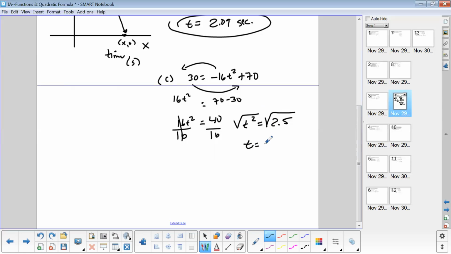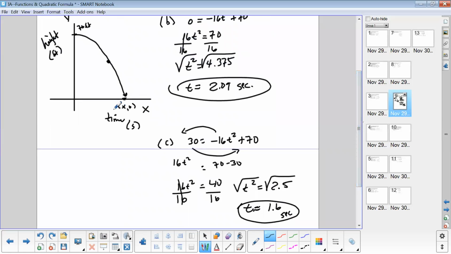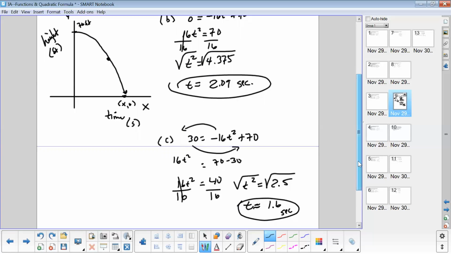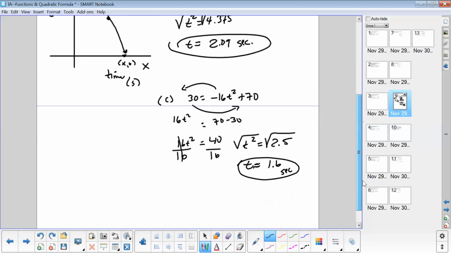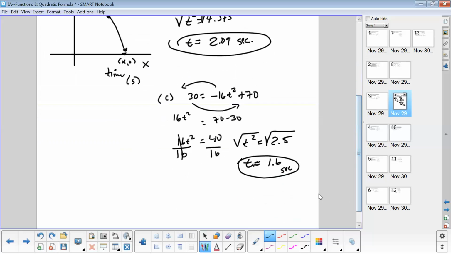So t is equal to the square root of 2.5, which would be about 1.6 seconds, approximately. What does this answer mean? It means a little more than a second and a half for it to be about 30 feet above the water. So the answer to part C is an evaluation, or a substitution into the equation to find the value.